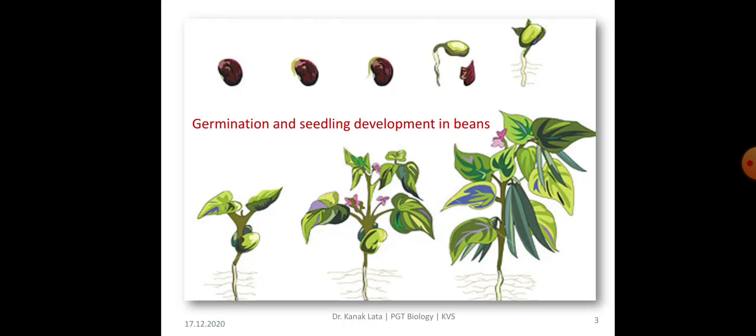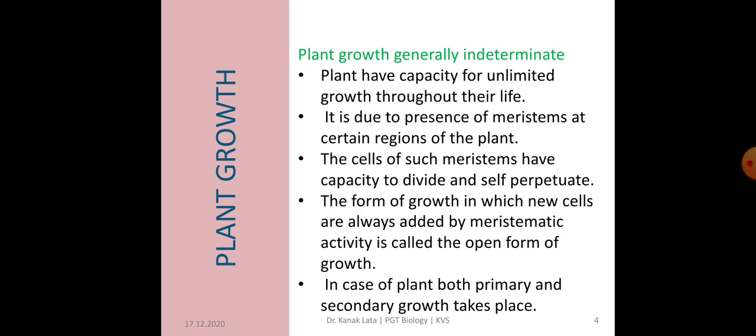Here in the given figure, you may observe the germination and seedling development in beans, thereby growth. Now about the plant growth. In case of plants, the growth is unlimited, so generally it is indeterminate. Growth occurs continuously throughout the life by the activity of meristematic tissues.